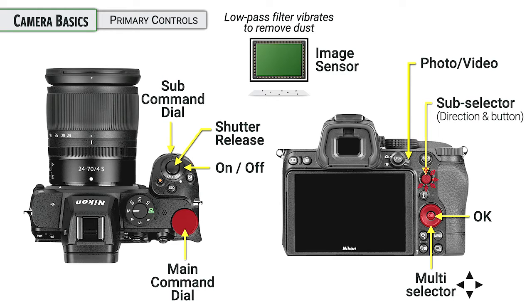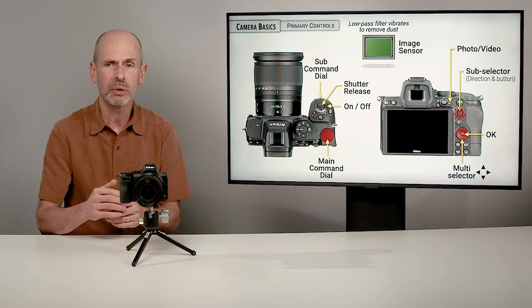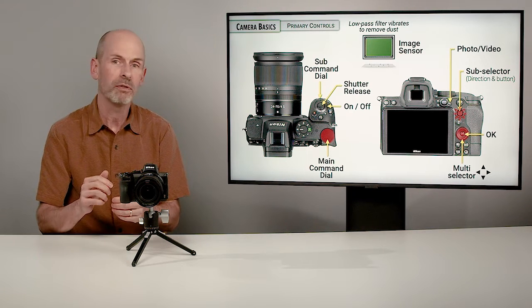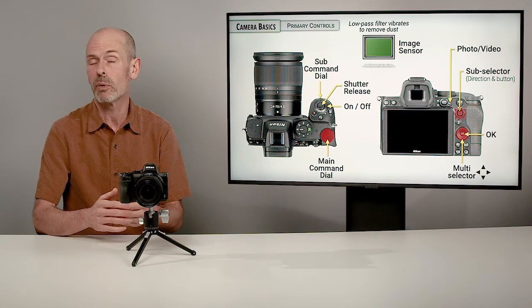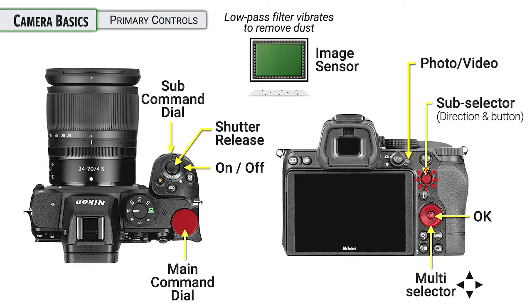There is a sub-selector. I will probably call this the joystick because that's kind of what it's like. It's just a little rocker switch that you can move into any of 8 directions, but it is also a button. Not only do you move the focusing point with it, but if you press in on it, it can perform different functions, and those can be customized, and we'll talk about that later on in the class.